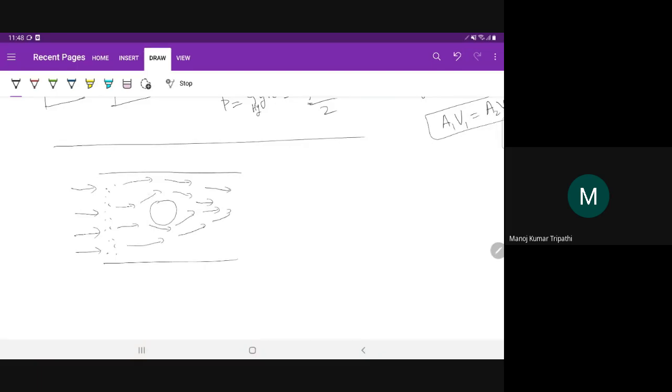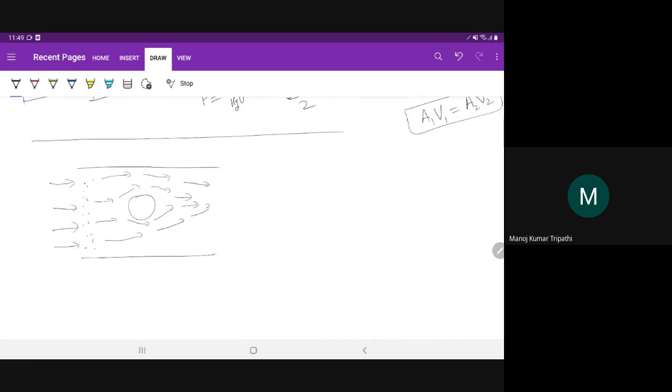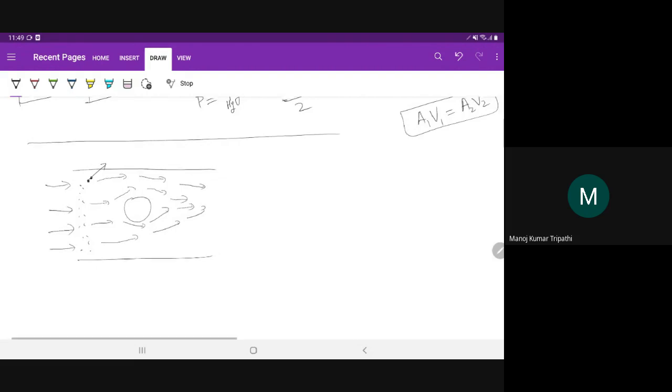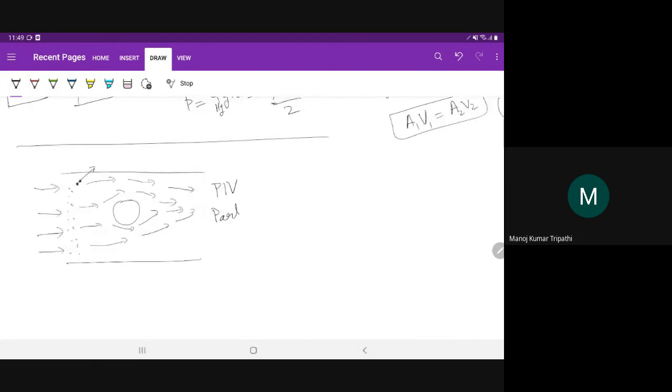and then you can shine a laser sheet on it so that the particles are illuminated, and then with the help of a camera, you can take a snapshot at each time instant where the particles are. Then you can join, let's say this particle is here at one time instant, the next time instant it goes here. So you can join these two and then you will find out the velocity vector from here. So like this you can visualize the entire flow field. So this method is known as PIV, particle image velocimetry.